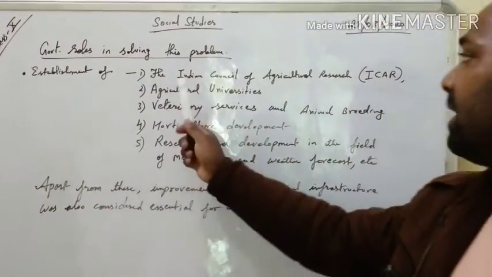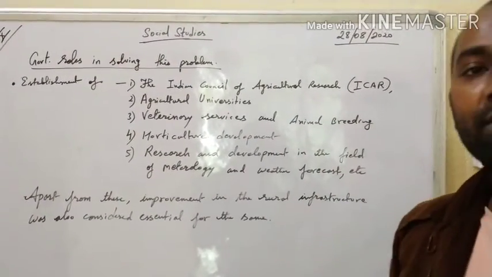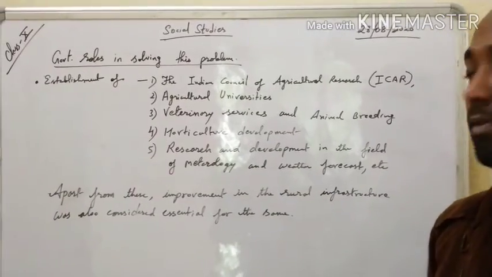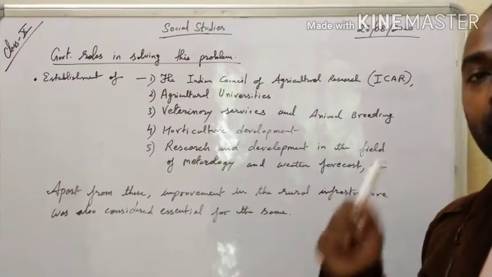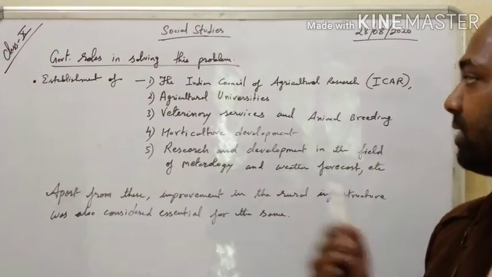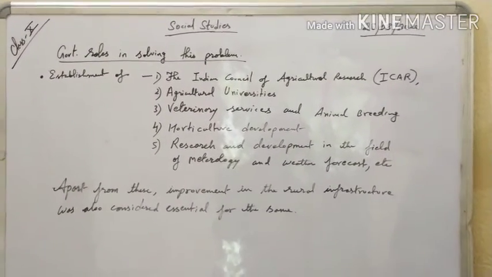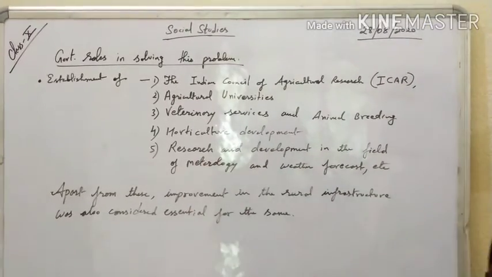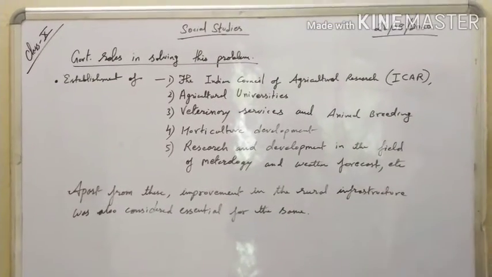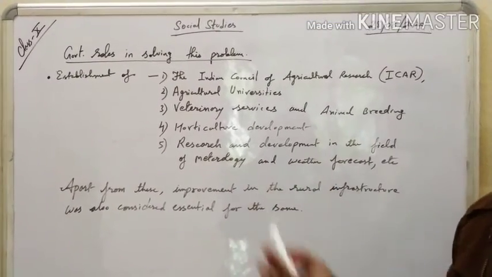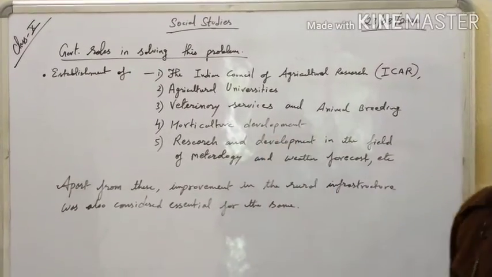They have established the Indian Council of Agricultural Research. The work of this body is to do research on agricultural activities so that agricultural development will be there. Another one is agricultural universities. In these universities, the students will be taught about agriculture so that in the future they will do good work in agricultural activities. The third one is veterinary services and animal breeding. They will also give information related to animal breeding and veterinary services, and they will provide medical facilities to the animals. That is called the veterinary services.